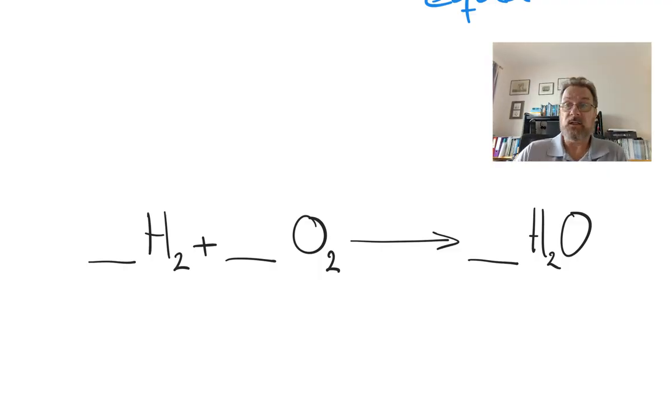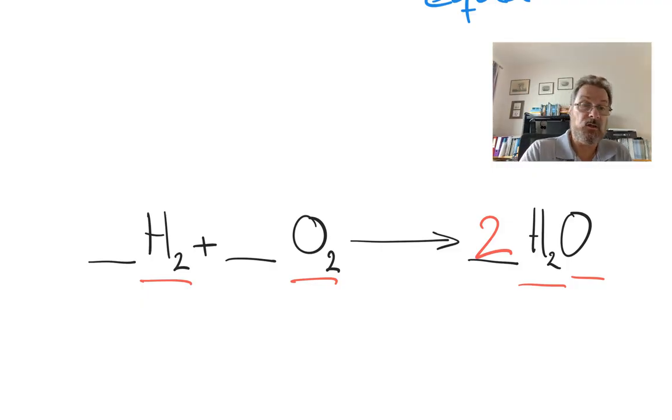Now, with this one, we can easily see that we have two hydrogens on the left and on the right, so seemingly that's okay. But right now we have two oxygens here and we only have one here. So to fix that, of course, we just put a 2 in front of the water. Now we have two oxygens on the right, but now we have four hydrogens, so we put a 2 over here, and that's balanced. Done.